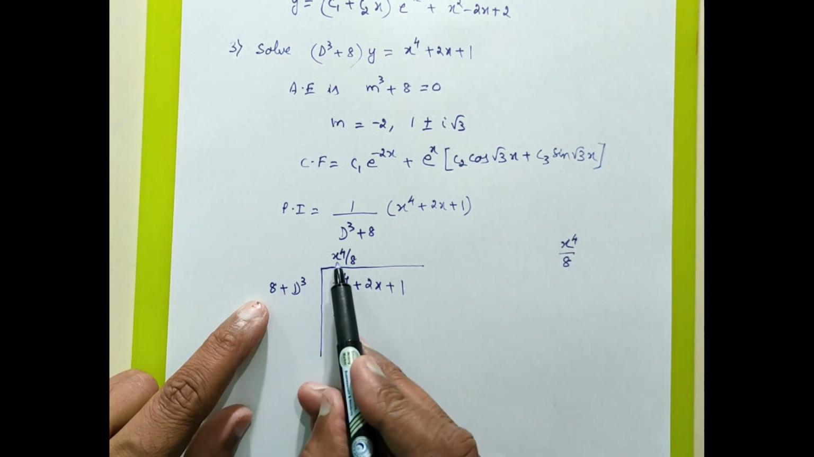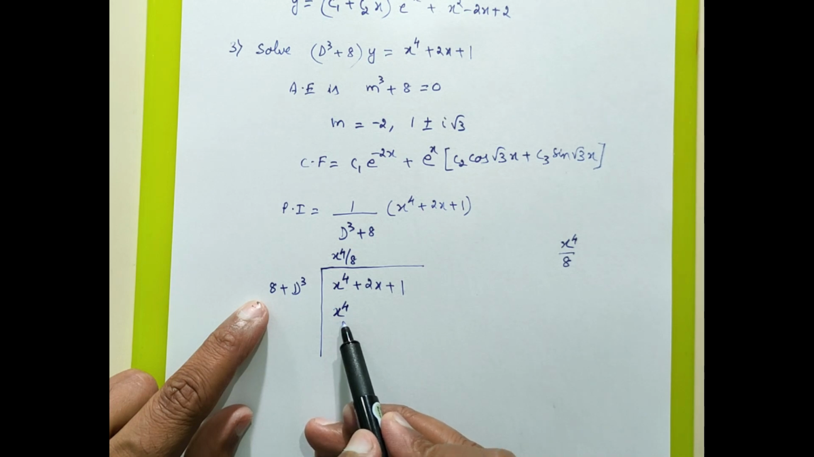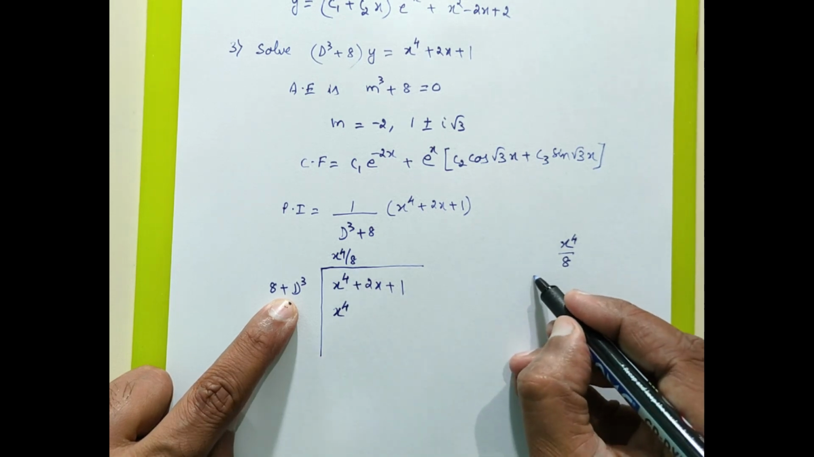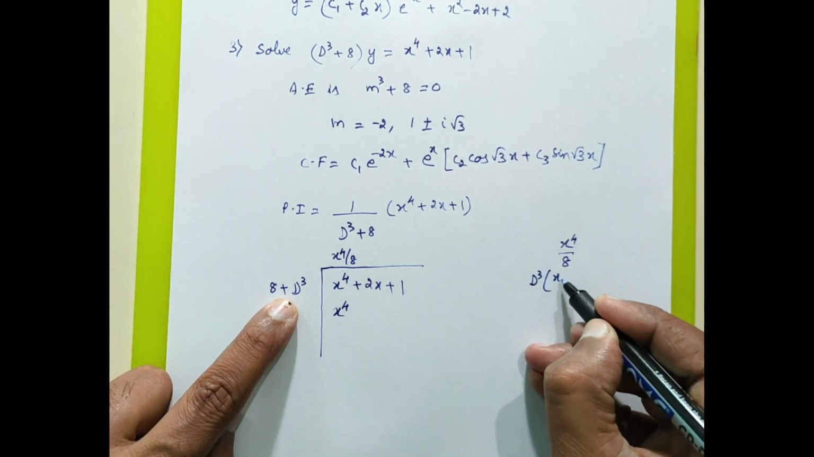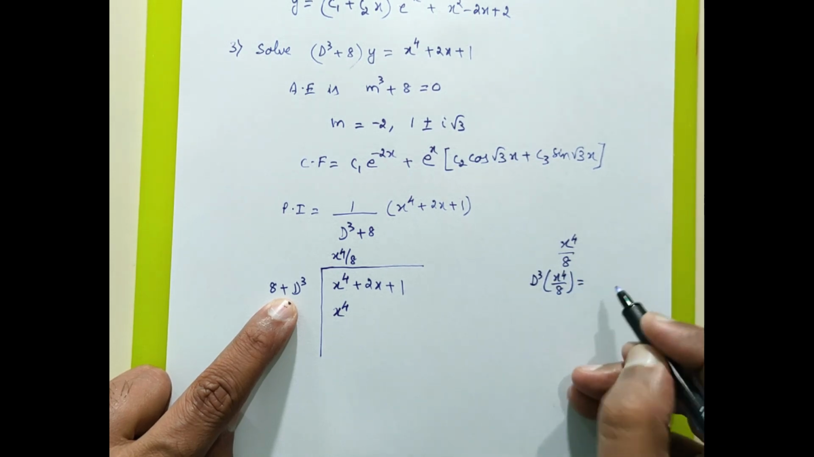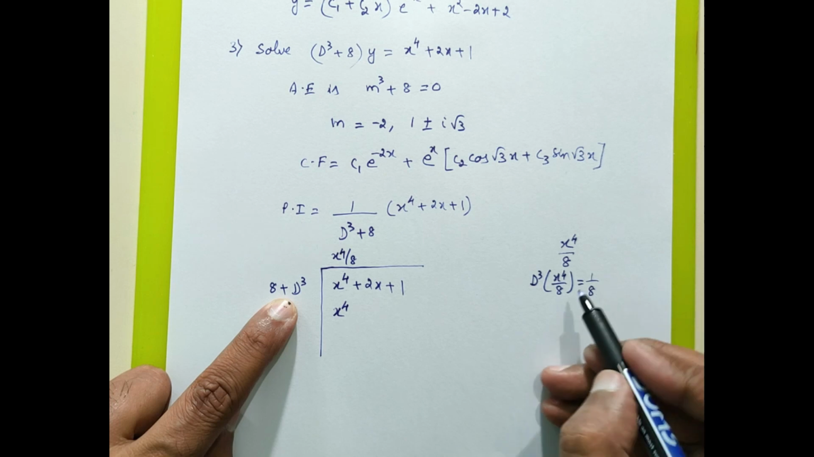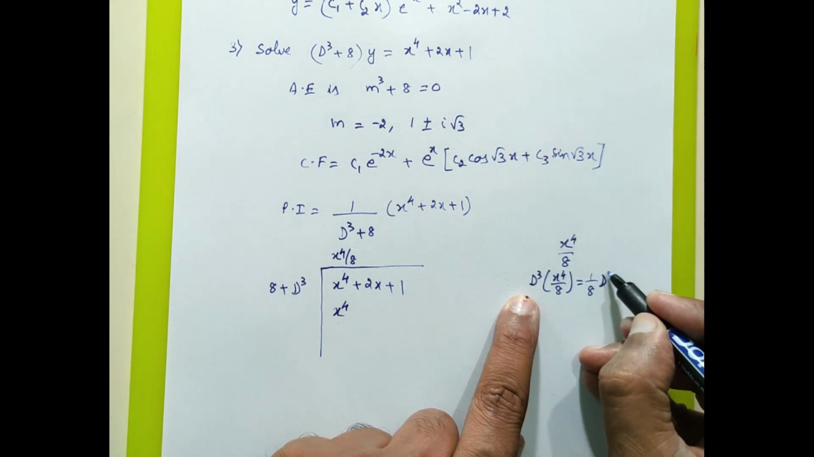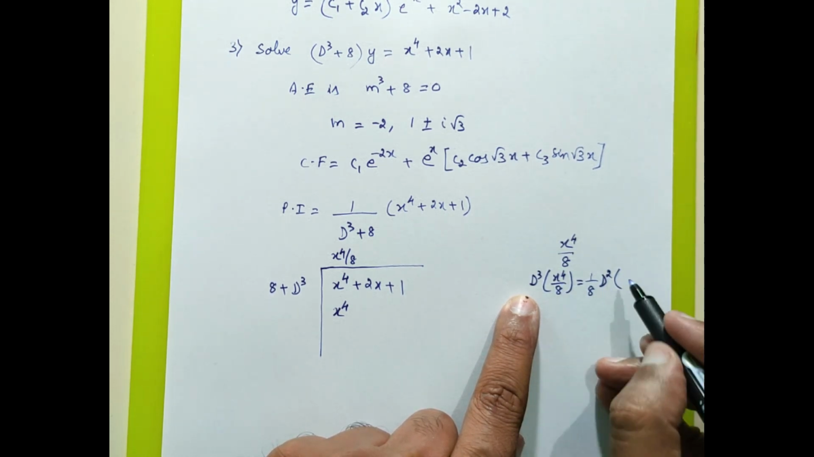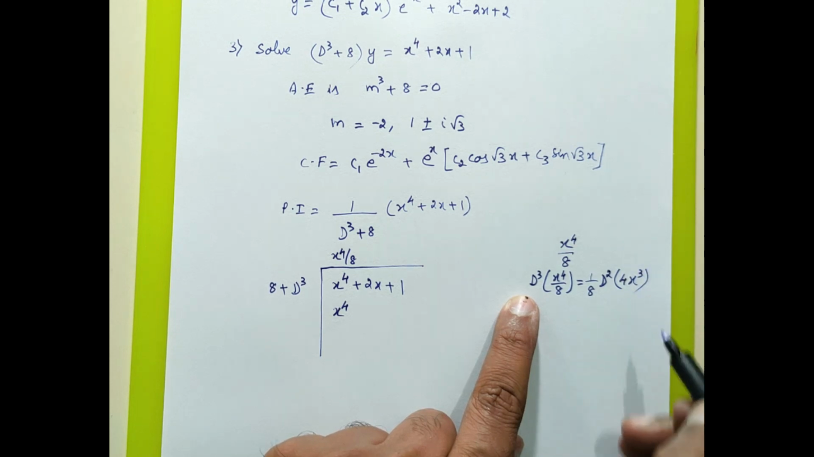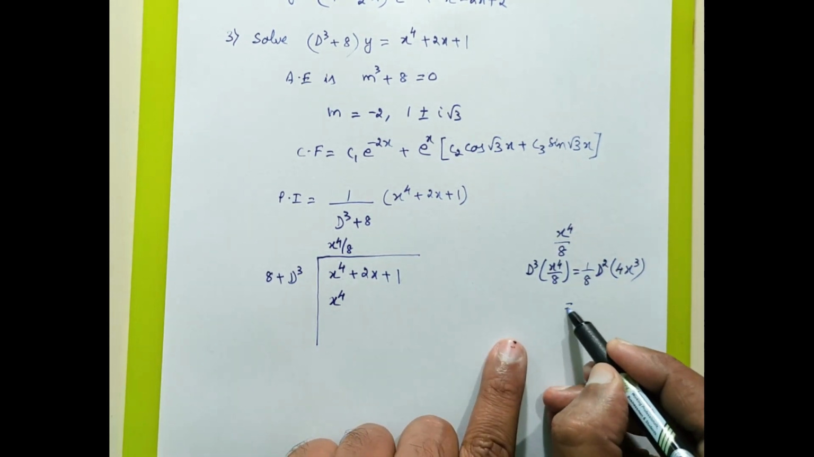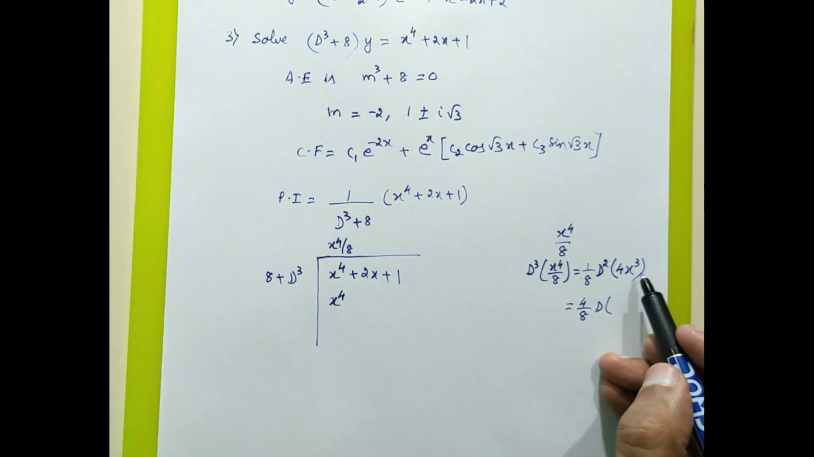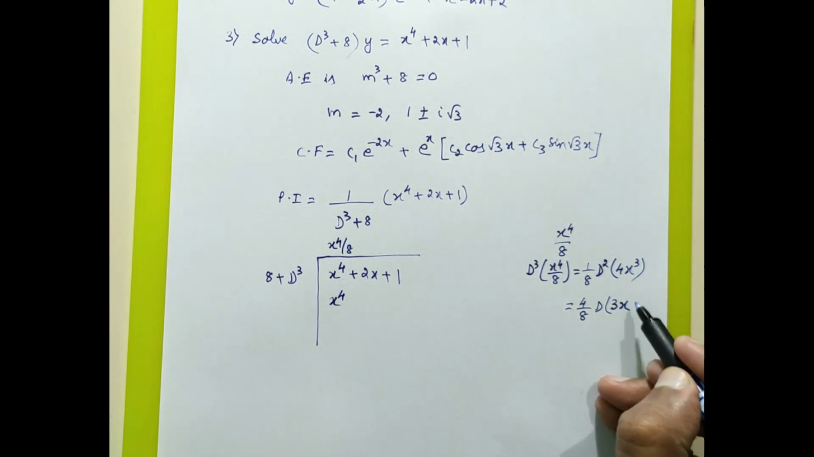So 8 times x^4/8 will be x^4. Now this D^3 has to be multiplied by x^4/8. So D^3 times x^4/8, however 1/8 will be common outside. You have to differentiate this x^4 three times. First, differentiation of x^4 will be 4x^3. If you want, you can take this 4 outside, it is 4/8. Once again if you differentiate, x^3 differentiation will be 3x^2.